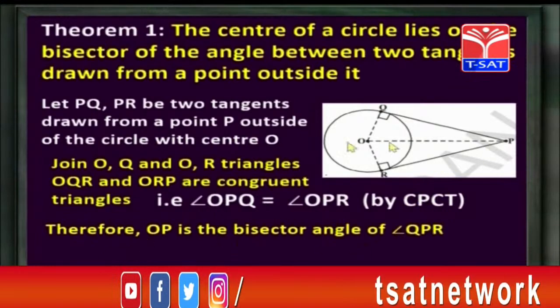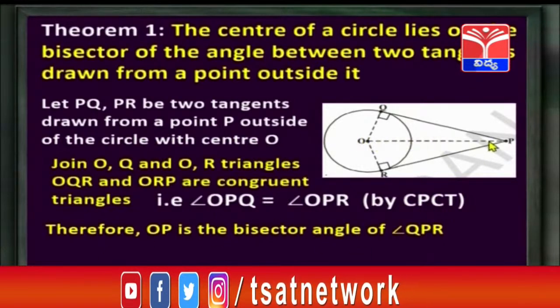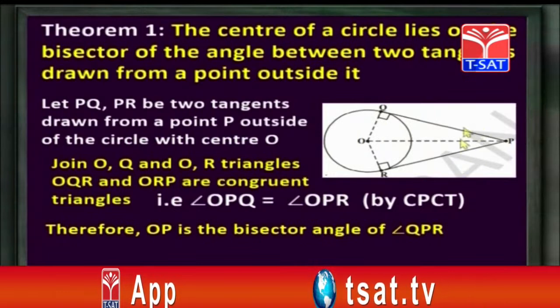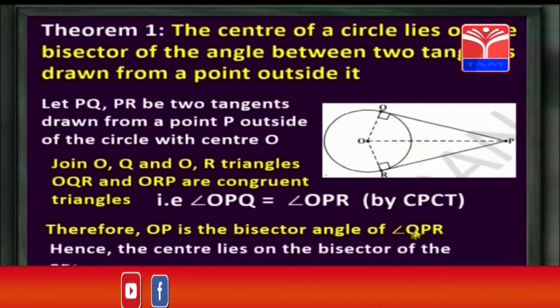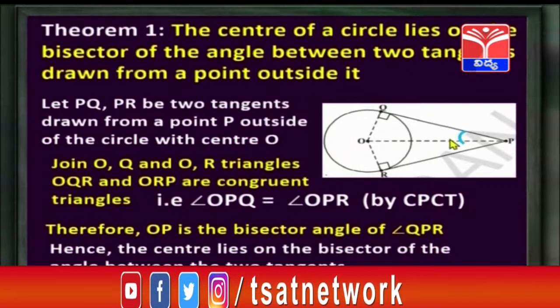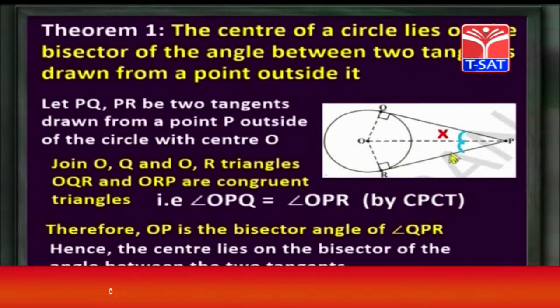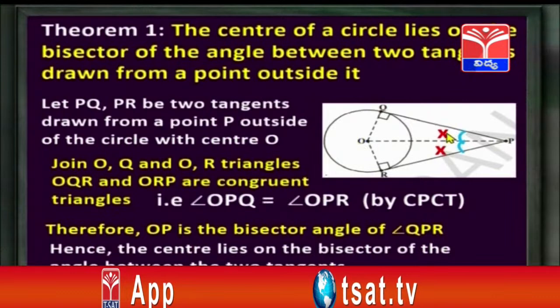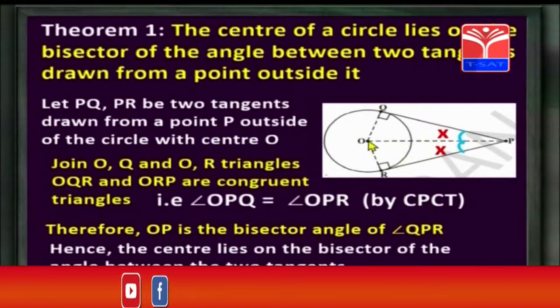Therefore, OP is the bisector of angle QPR. Hence, the center lies on the bisector of the angle between the two tangents. Say this angle is x, and this other angle is also equal. Suppose the total angle is 2x, this line divides it into two equal angles, x and x, and this line always passes through the center of the circle.